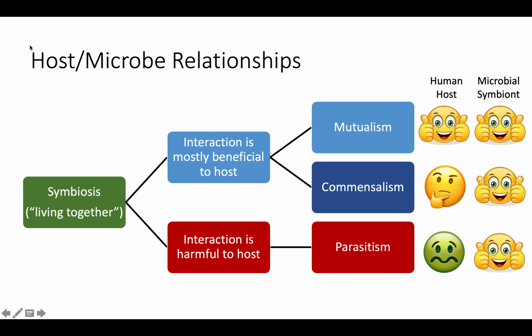The first two interactions can be mostly beneficial to the host. That will be mutualism. So in that case, the human host benefits and the microbe benefits. An example of that would be Escherichia coli. We know that they live in our gut, and the Escherichia coli uses the food that we eat for nutrition, but as a result, one of the metabolites that they produce is vitamin K, which we need.